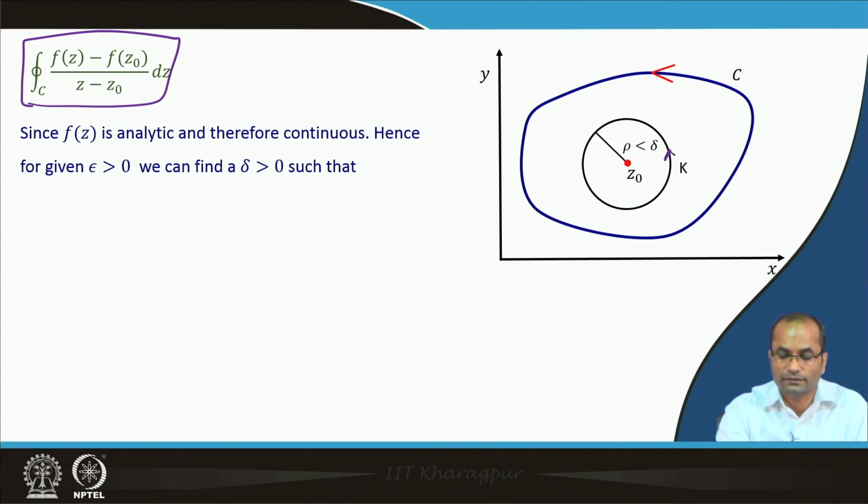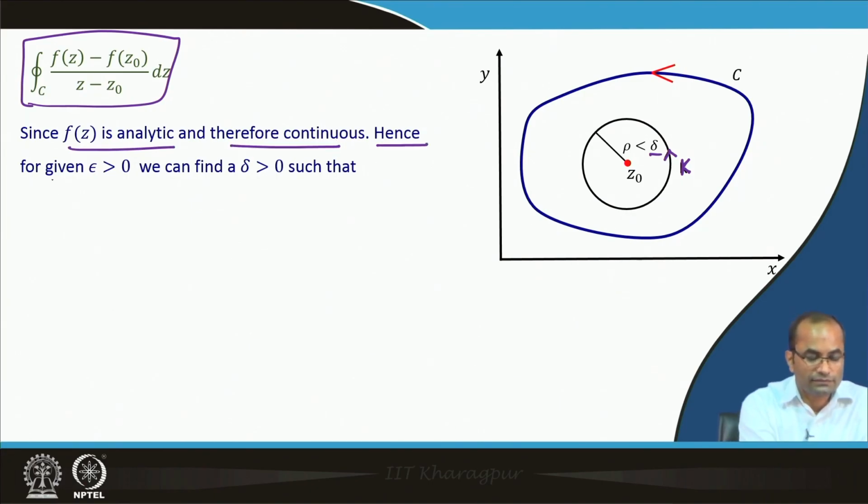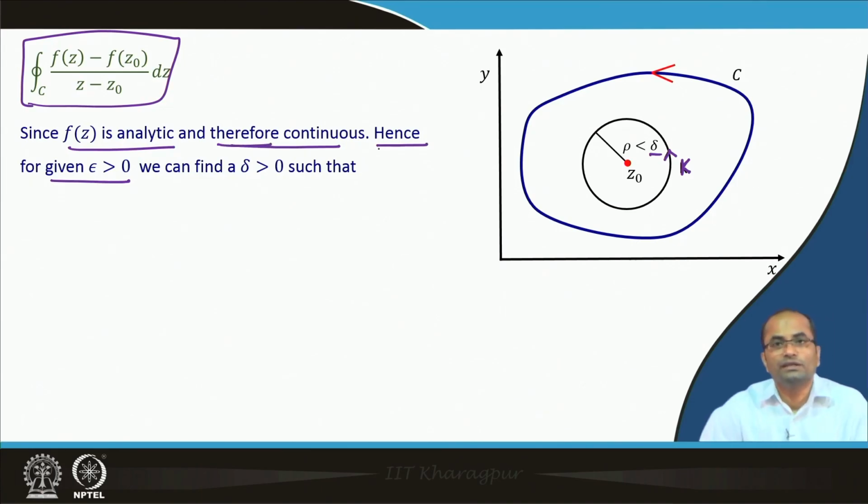We take a circle, which we are calling k here, of radius rho, and rho is less than delta. What delta is, we will see now in this connection. So, f(z) is analytic and therefore continuous, of course. Since f(z) is continuous, we can use the definition of continuity for a complex valued function.